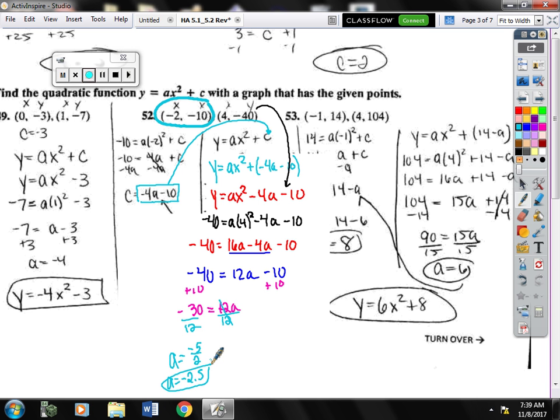And then to find out what c is, plug it back in. Should get c as 0. Get 20 over 2, which is 10. 10 minus 10. C is 0. So this would just be y equals negative 2.5x squared. If you want to put plus 0, you could.